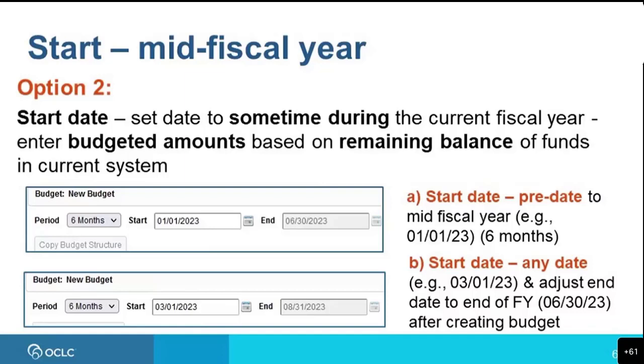So for example, set it to today's date, March 1st, 2023, and then also select a 6-month budget period. Now this is going to make your end date 6 months from today, or August 31st, 2023. However, you can adjust the end date to the end of the fiscal year, that would be June 30th, 2023, after creating the budget. Then you also would be able to start next year's budget with the beginning of the fiscal year, July 1st, and make it a one-year budget.